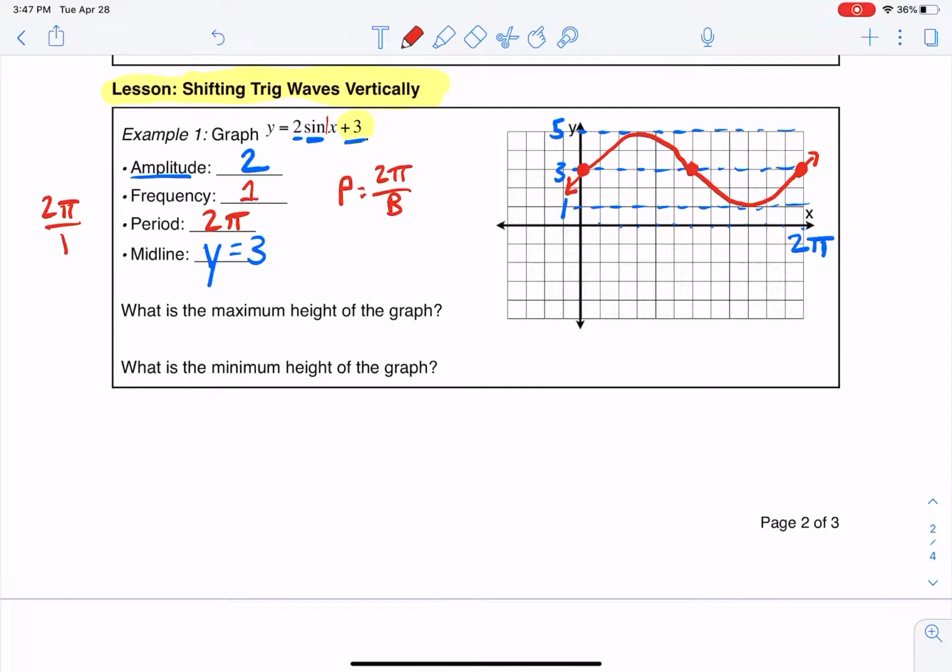Now, what is the maximum height of the graph? Well, the maximum height is at y equals 5. The minimum height is at y equals 1. So both of those, as you notice, are 2 units away from the midline of 3.